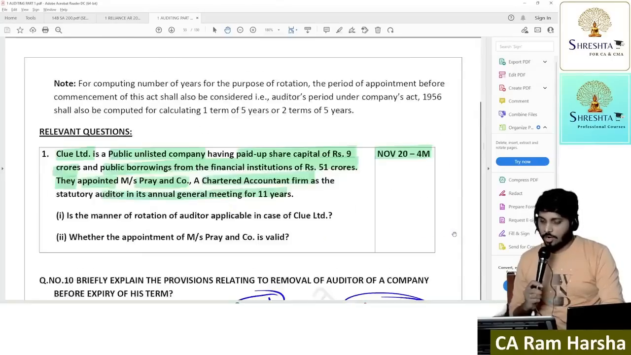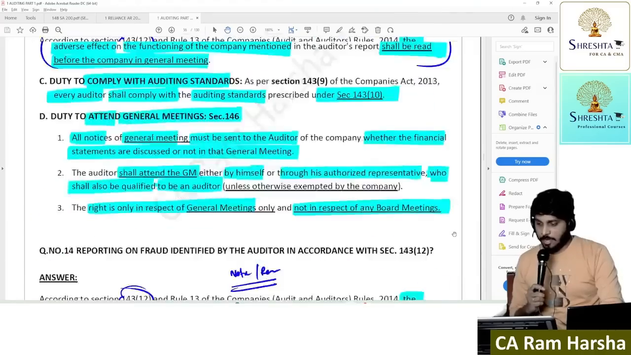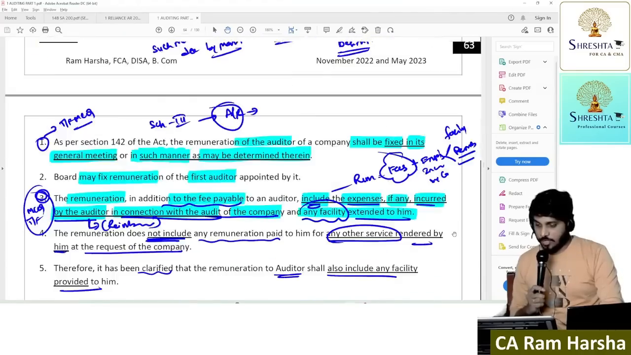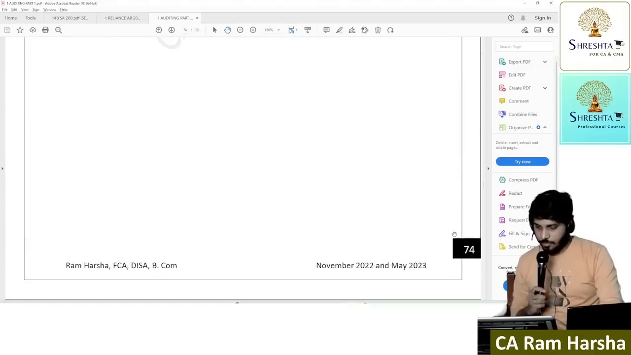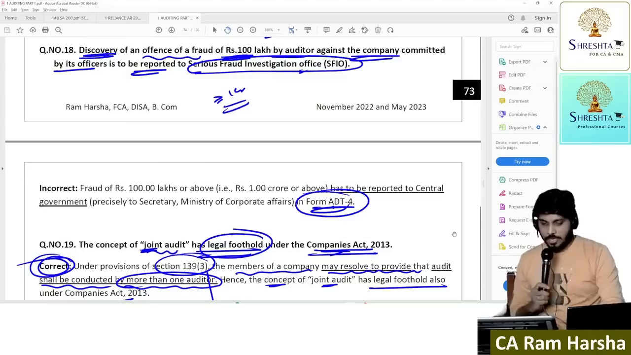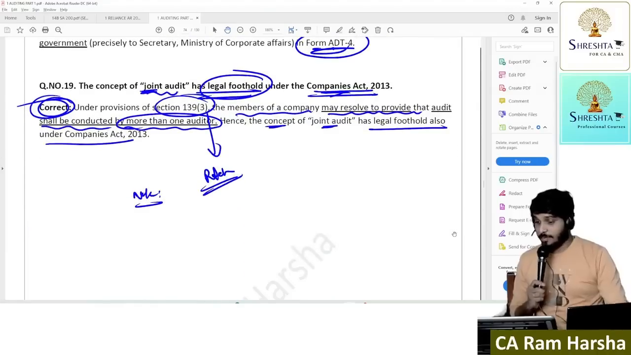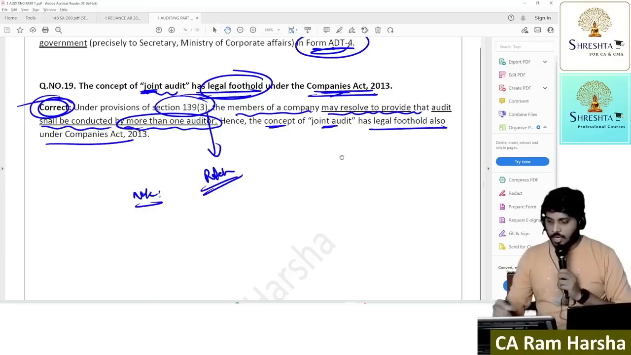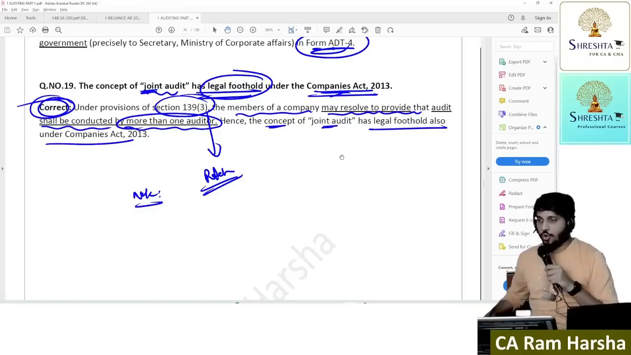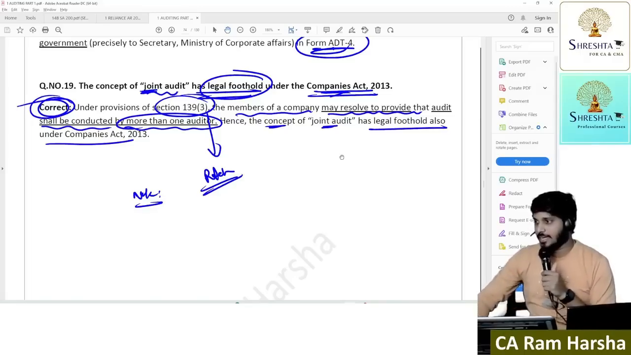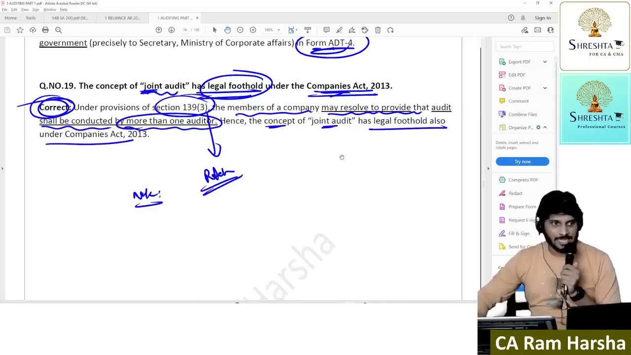So here, the audit true or false statements. In my main book at the end of the chapter, true or false statements are covered. You see, the 19th question, true or false statement in my main book. The concept of joint audit has legal foothold under Companies Act 2013. Correct or incorrect statement? Correct.